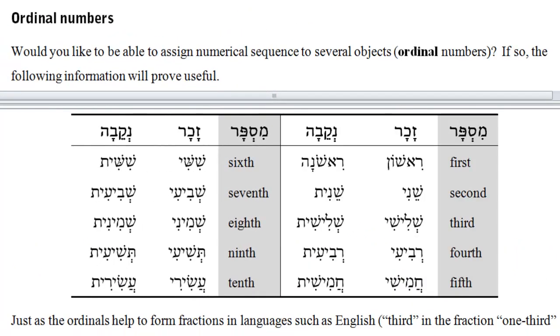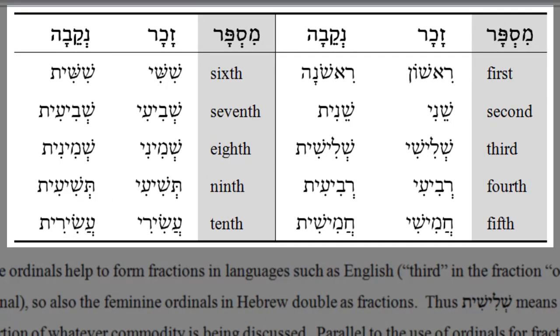Here are the ordinal numbers used for sequencing objects. In this case, there is a differentiation between masculine and feminine. We'll read them masculine followed directly by feminine. Rishon, Rishonah. Sheni, Shenit. Shalishi, Shalishit. Revi'i, Revi'it. Chamishi, Chamishit. Shishi, Shishit. Shvi'i, Shvi'it. Shemini, Sheminit. Tishi'i, Tishi'it. Asiri, Asirit.